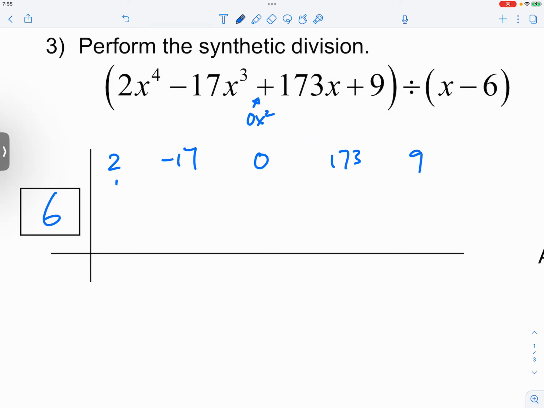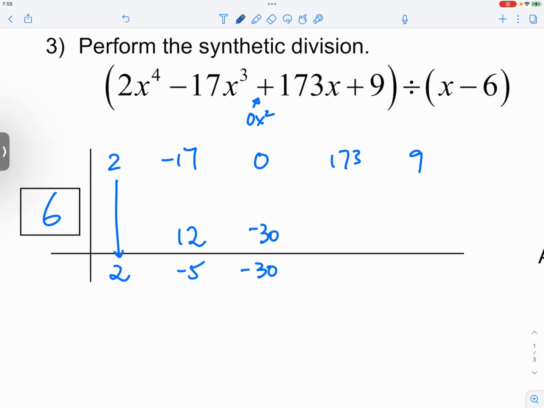So we will go ahead and bring down the first number right here. So that will be the 2. 6 times 2 is 12. All right, so we just go ahead and add the numbers vertically. And then negative 5 times 6 is negative 30. And we add the numbers together.